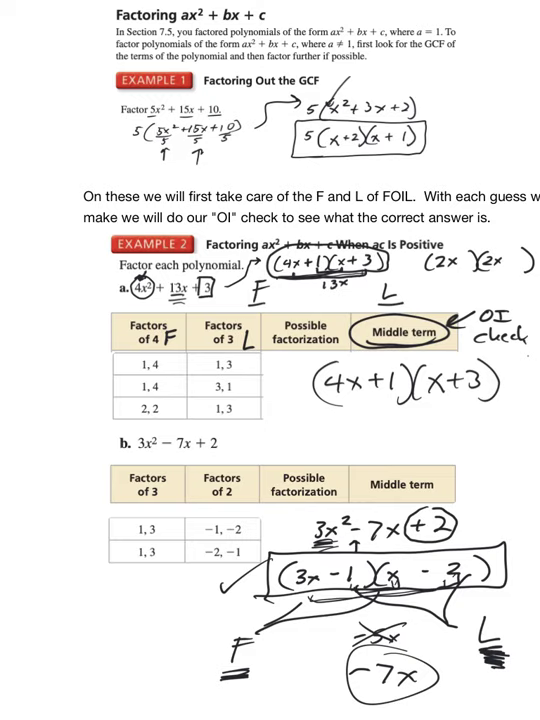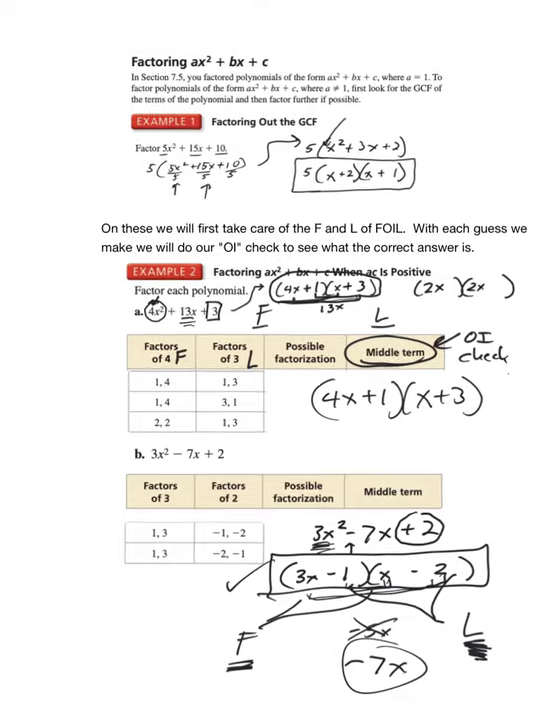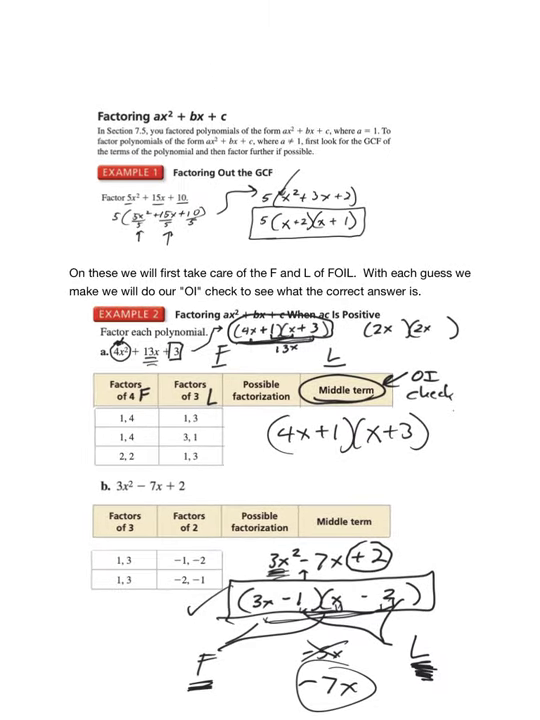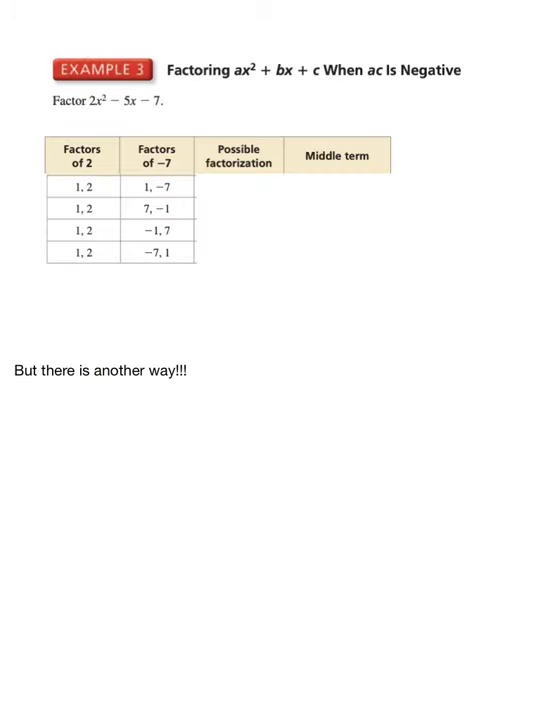Okay, so again, all we're trying to do is ensure that we get the first term and the last term, and then we do the OI check to make sure that we get the right middle term. And if we don't get the right middle term, then we just realign the numbers, switch the numbers, or try a new set of numbers. Okay, so let's go to the next page.